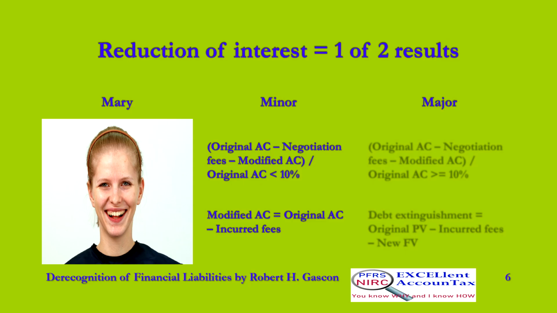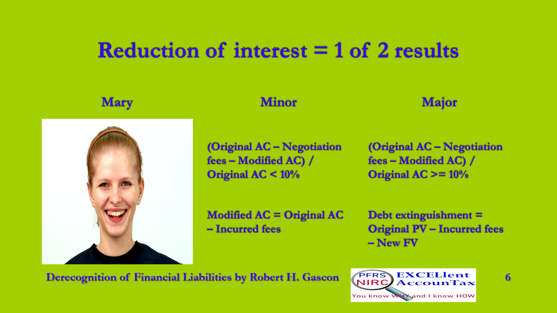When interest rate was reduced, that reduction is deemed as major, if the amortized cost, immediately before that reduction, minus the negotiation fees, upon that reduction, minus the amortized cost, immediately after that reduction, and divided by the amortized cost, immediately before that reduction, is at least 10%.